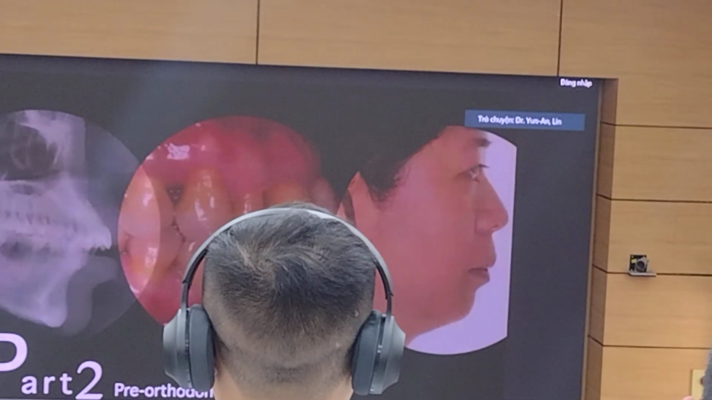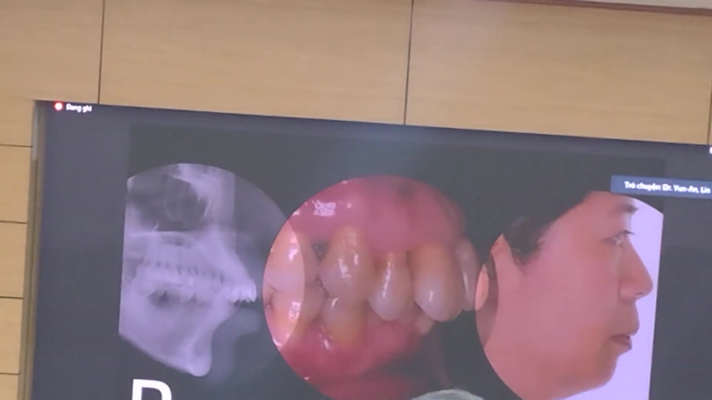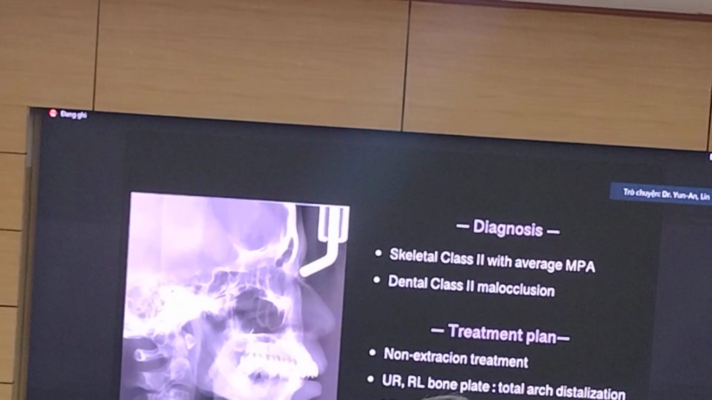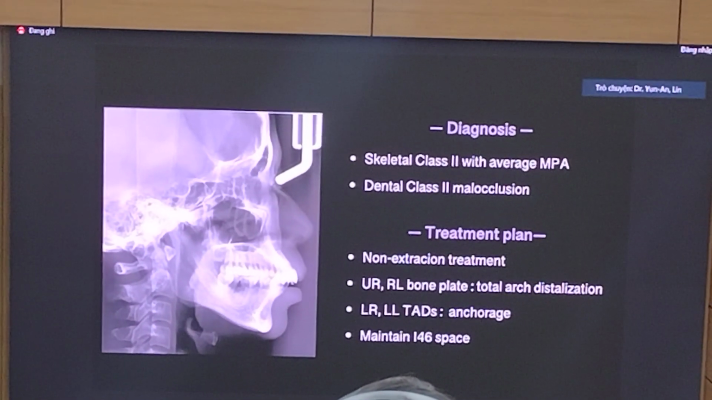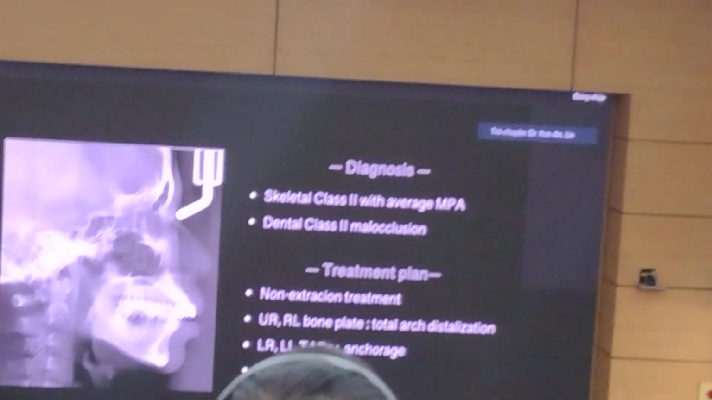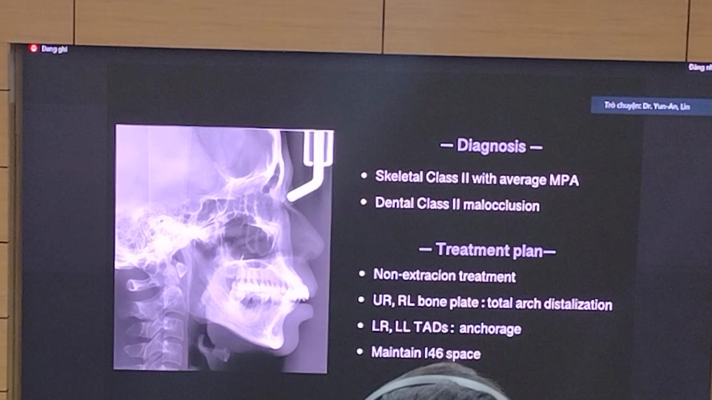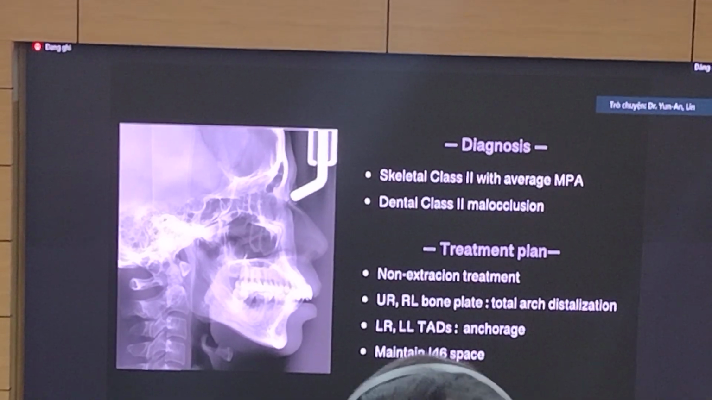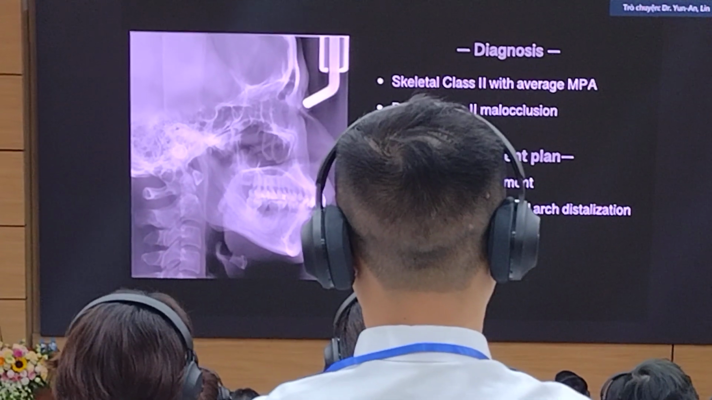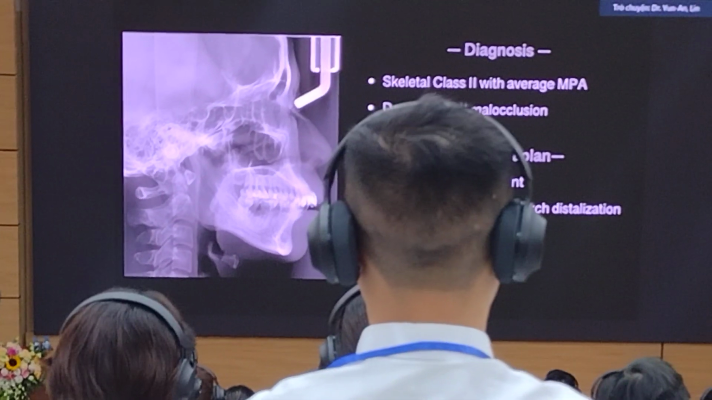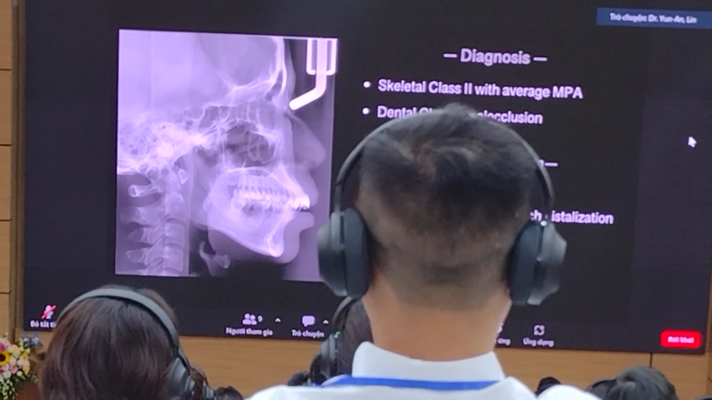After the surgeries, orthodontic evaluation and data collection was initiated. The patient was diagnosed with skeletal class 2 and dental class 2 malocclusion. The non-extraction treatment was planned with devices for total arch distalization and anchorage for anterior space relieving. Also, they will maintain the space at the tooth 46 area in the future.